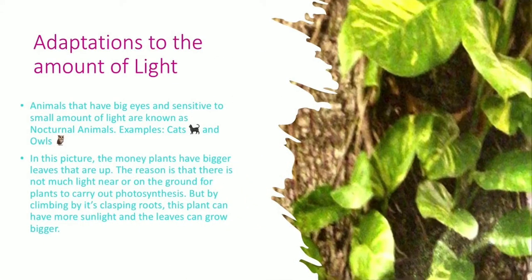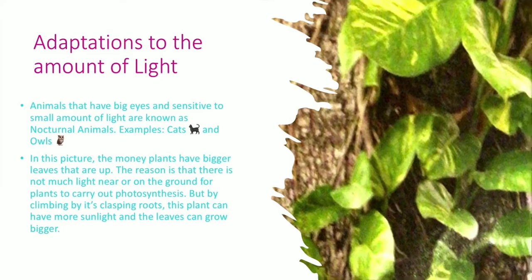Adaptation to the amount of light. So animals that have big eyes and are sensitive to a small amount of light are known as nocturnal animals. Examples, cats and owls. So here are the nocturnal animals I was talking about in the introduction slide. Nocturnal animals are those that sleep during the day and they're active during the night. For example, an owl catches its prey at night. It hunts other animals at night. And cats also, for example, black cats.